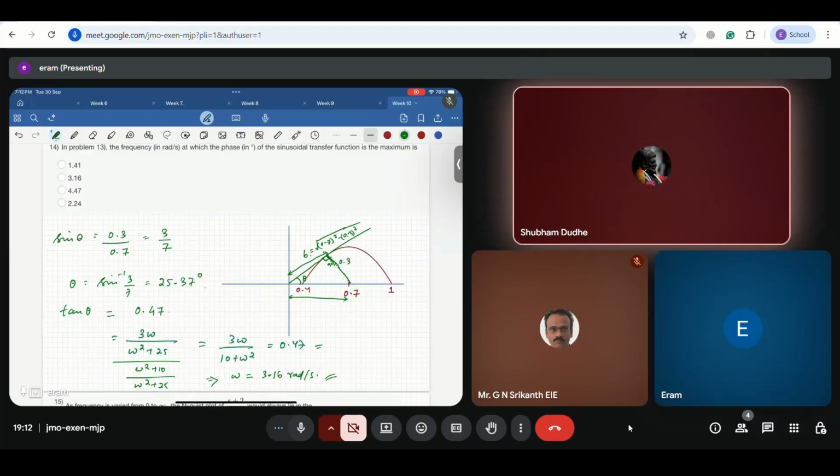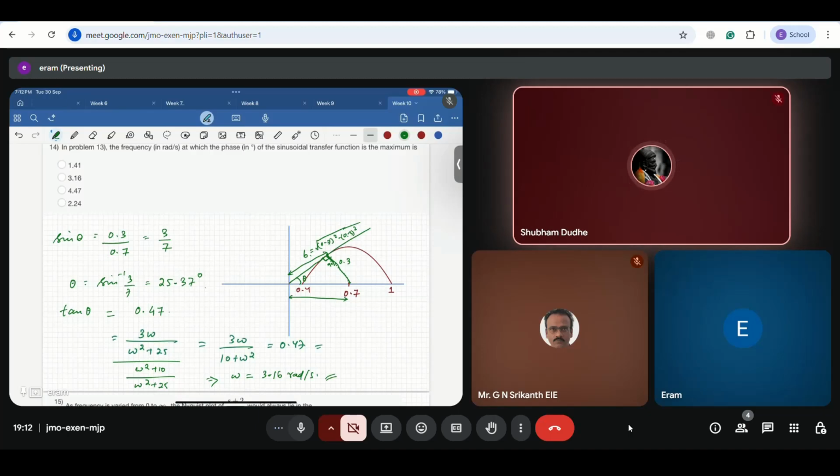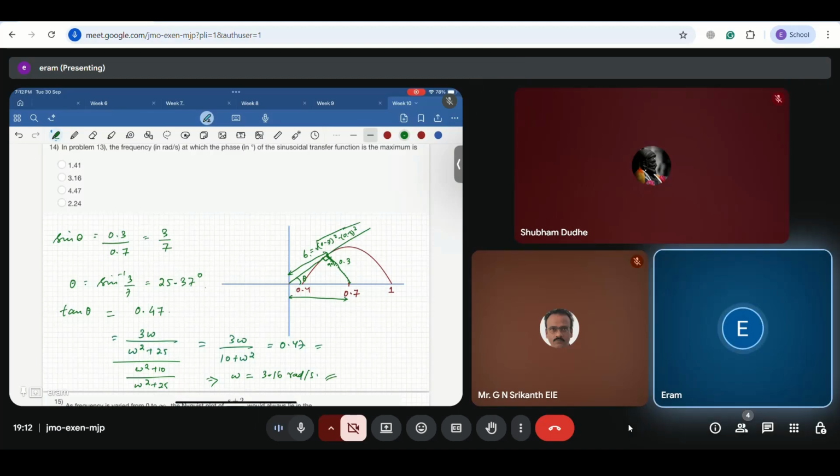3.62 and 2.76, two values are coming. Okay, so the nearest value which is close to the option is 3.16. Maybe the angle you have calculated, there will be some other figures after the decimal, 4, 5 or 6 something. So that's why you are not getting the exact answer. If you take the angle precisely, you will get 3.16, I guess.